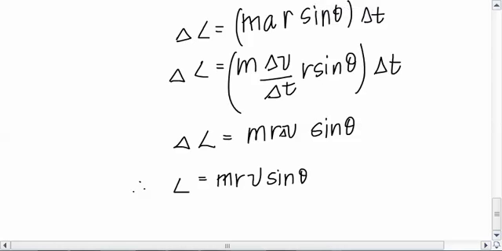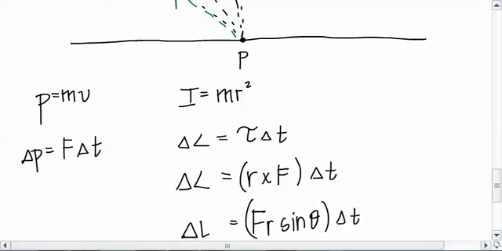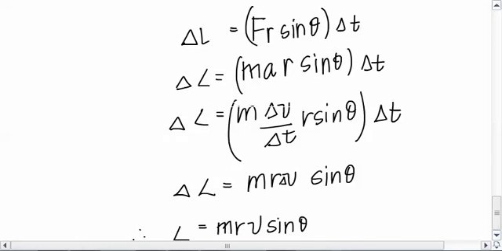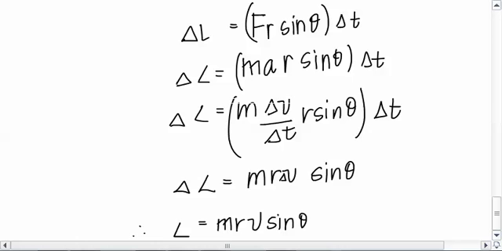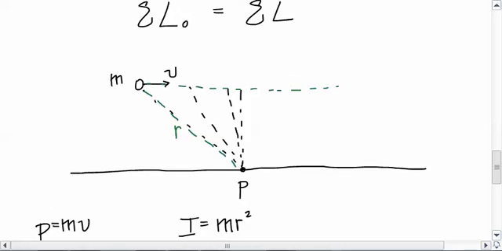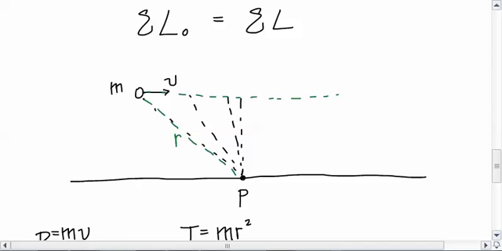Okay, so this is the angular momentum of an object that's moving. I started with the definition of angular momentum, I put in torque, I made a substitution, and now it's down to what looks like linear values. So let's look at this: m r v sine theta. Let's go back up here and look at this picture.